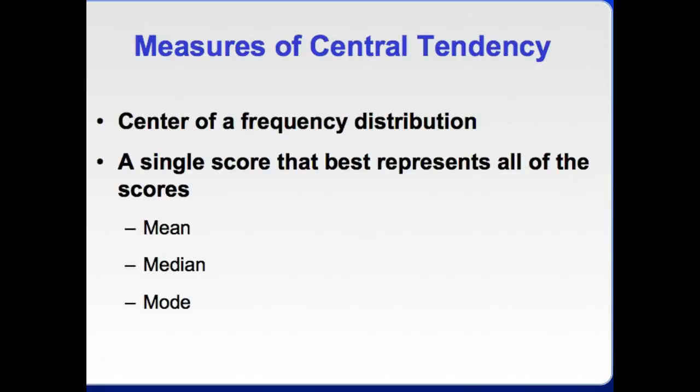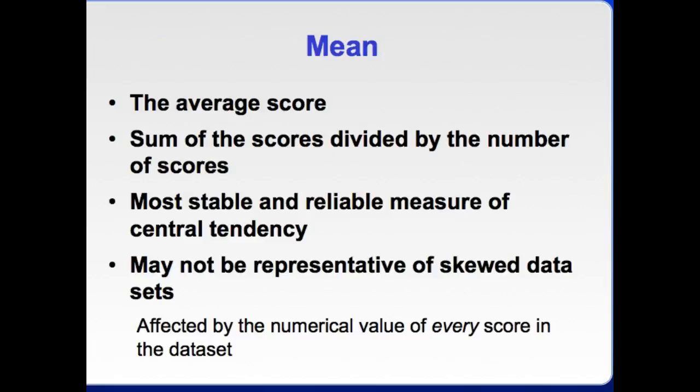The measures of central tendency: the center of a frequency distribution, a single score that best represents all of the scores. Your mean, your median, and your mode. The mean is the average score, the sum of the scores divided by the number of scores. It's the most stable and reliable measure of central tendency and may not be representative of skewed data sets. It is affected by the numerical value of every score in the data set.